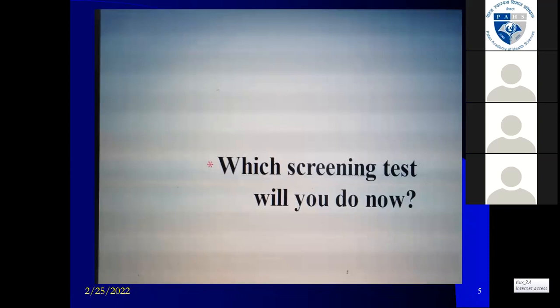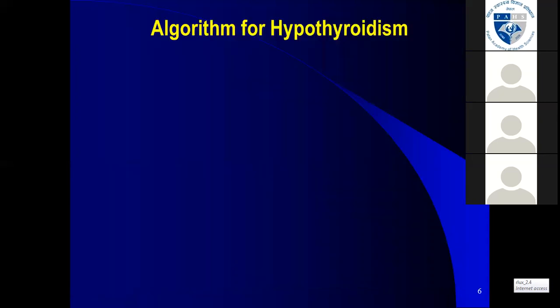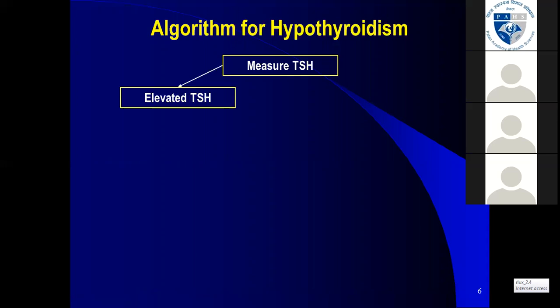For hypothyroidism, which screening test will you do now? Actually, in hypothyroidism there are so many things: hypothyroidism with normal TSH, or hypothyroidism with elevated TSH, or sometimes the hypothyroidism could be subclinical also. So the main thing is we have to measure the TSH, and after measuring the TSH, either the TSH is elevated or normal.